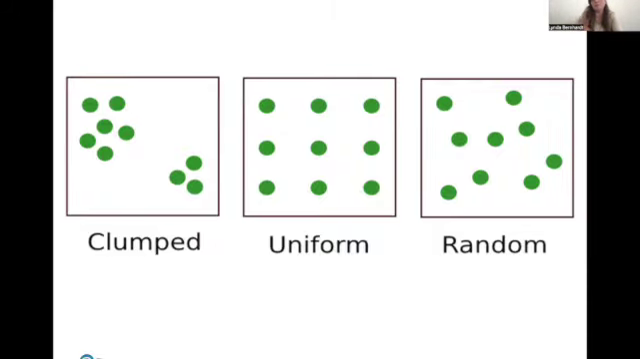Random, this is going to be your rural areas. You can drive along and then there's a house and then there's nothing forever. And then there's a couple of houses and then there's nothing and then a house. So that's kind of how I see it.